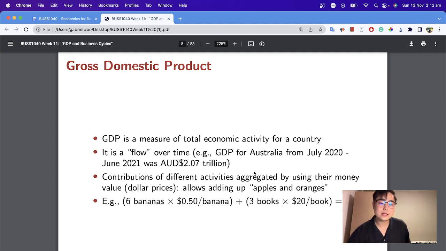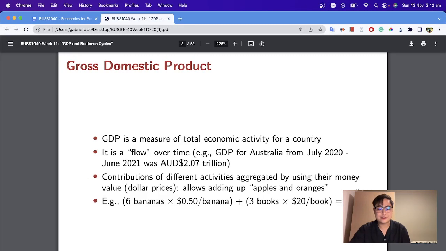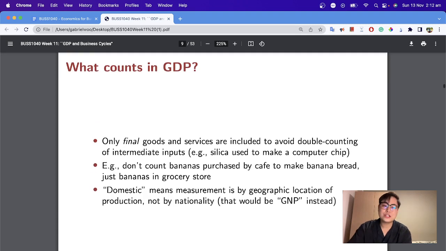It contributes different aggregate activities, using the monies as a baseline. And once again, GDP is calculated through only looking at final goods and services. This is to avoid double counting. Here's a really good example. If I purchase bananas by a cafe to make banana bread, only the banana bread is counted within the GDP, rather than bananas purchased at the grocery store, because that will avoid double counting and basically doubling up of economic activity.